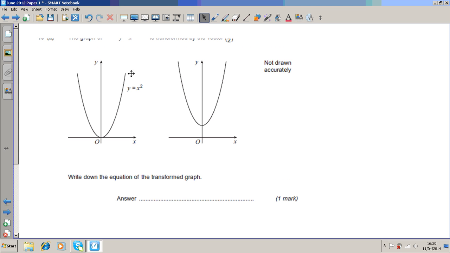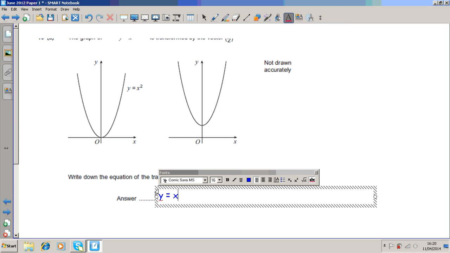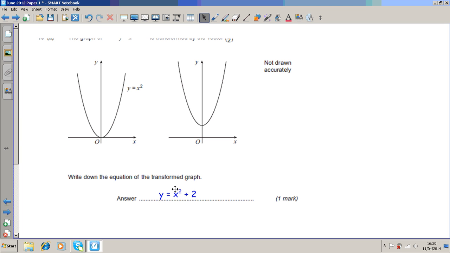Oh, I've lost half the question. I think what it's telling me is the graph of y equals x squared is transformed, so it's been moved up 2 places. So what is the equation of that? Well, y equals x squared is what we started with, and if we move it up the y-axis, then basically all we do is we add on the number that's moved up, which is 2 places. So y equals x squared plus 2. It tells you that it goes through 2 there.